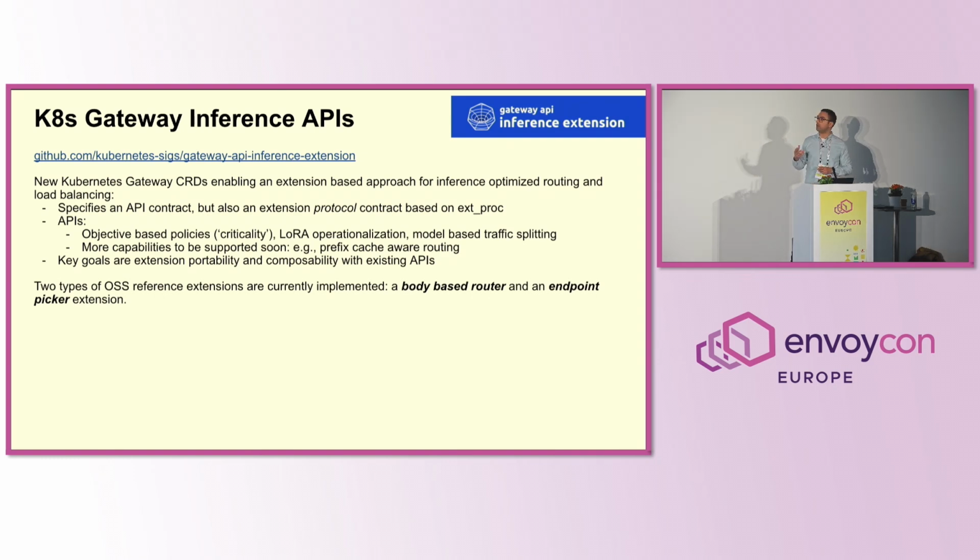And really the key goals with these APIs and these extensions are portability and also compatibility with the existing Kubernetes gateway APIs, with the existing Envoy APIs, right? So that you're not really losing all of your existing proxy or load balancing capabilities when you want to use the inference optimized extensions. And what we've ended up with right now is we have both a body-based router that we already discussed, and we also have this new extension also called an endpoint picker.